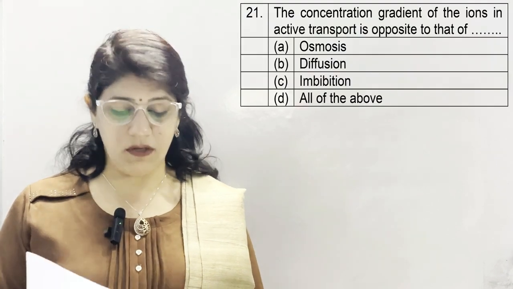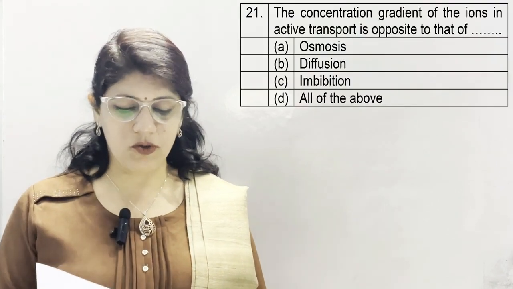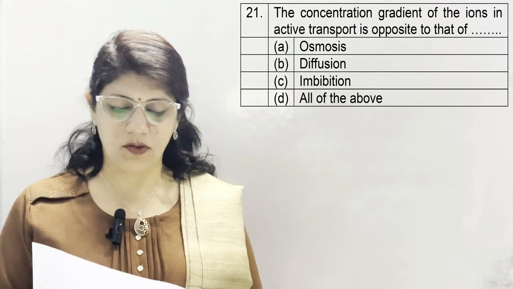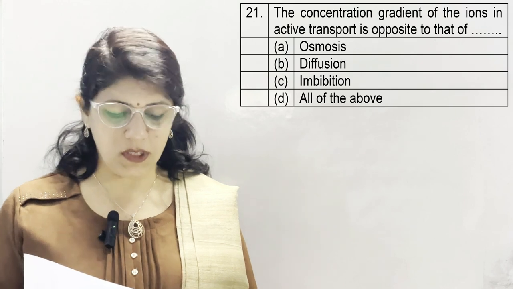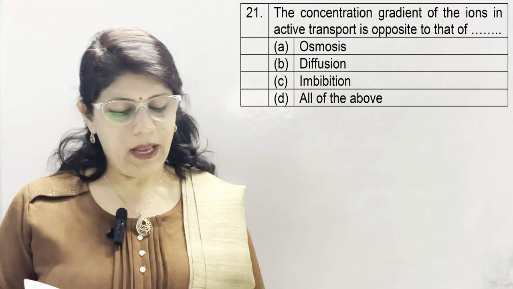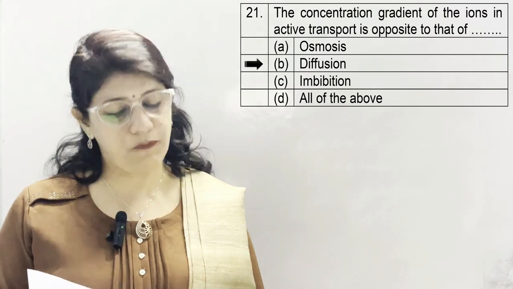In question number 21, the concentration gradient of the ions in active transport is opposite to that of: A, osmosis; B, diffusion; C, imbibition; and D, all of the above. The correct option is B, which is diffusion.